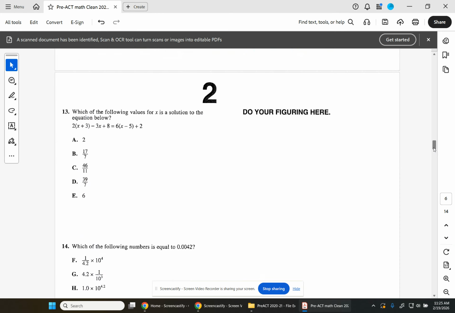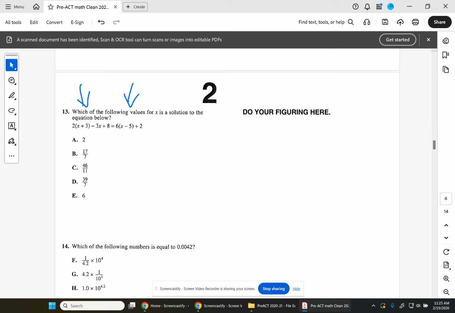Which of the following values for X is a solution to the equation below? This is a great example of what I was talking about earlier: why don't you just plug something in here for X and see if it equals? So what you're looking for is this side to equal that side, right? And you can do this many different ways.